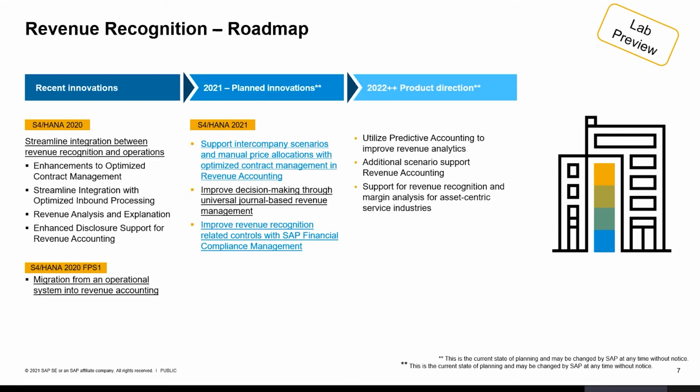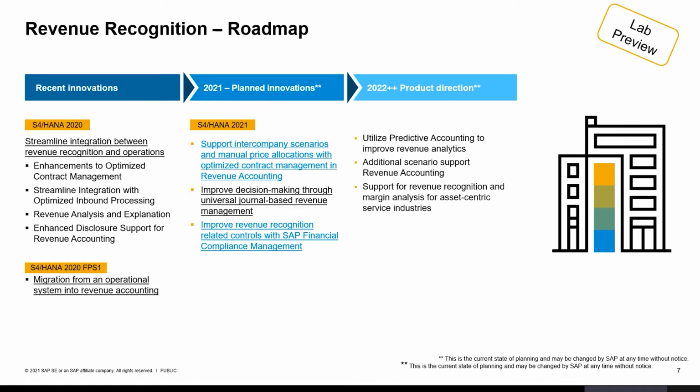And then in 2021, we kind of finished that work, in the sense of not only the inbound side but the outbound side. We improved some of the postings to the Universal Journal for better real-time throughput, but also better decision making. And there are also some plugins that we added for SAP Financial Compliance Management, which some customers like. So that's a quick summary of what was delivered over the last couple of years, 2020 and 2021.